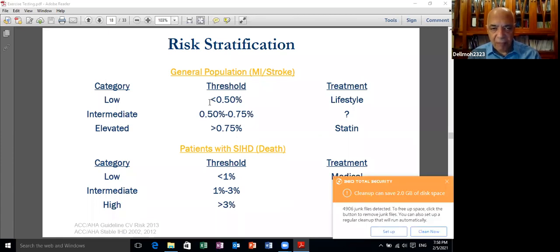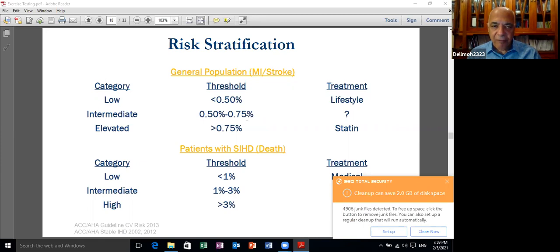in 10 years. If you divide the 5% by 10 years, then it's going to be an annual occurrence of myocardial infarction and stroke as well, of 0.5%, intermediate between 0.5 and 0.75, and elevated more than 0.75. This was the 7.5% which we mentioned before in 10 years. And depending on that, the recommendation is lifestyle modification for the low risk category and statin for the high risk category. And if you remember, for the intermediate risk category, we have to go to risk enhancers using a calcium score and so forth.